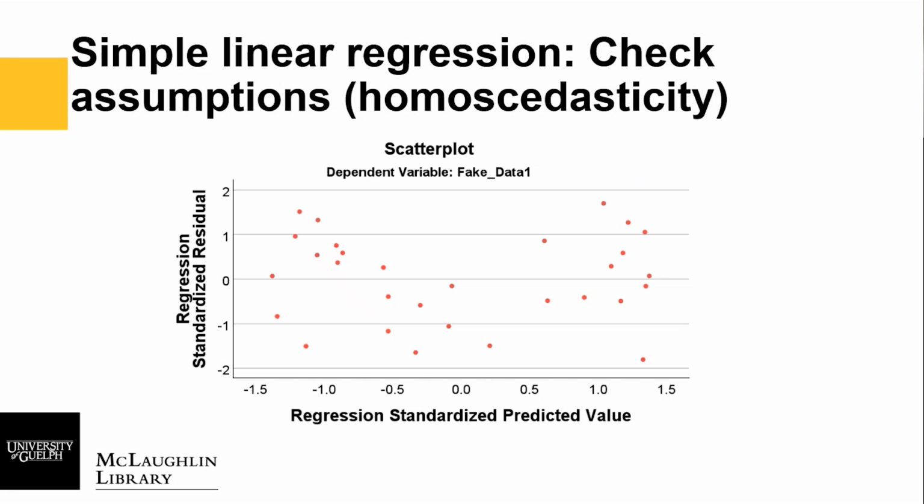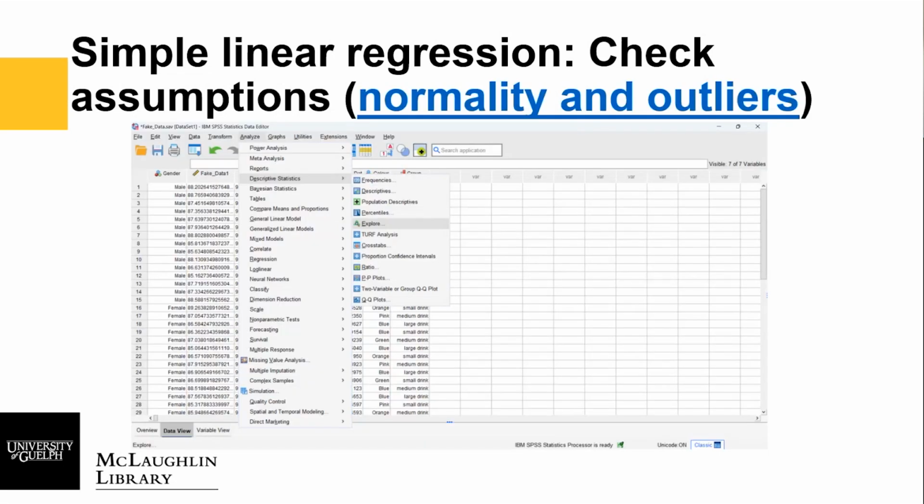If I look at this, it's got a little bit of a U going on, but approximately equal top and bottom, approximately equal left and right, no obvious fan or cone shape. We get a thumbs up. We have passed the assumption of homoscedasticity. More assumptions. We have to check for normality and outliers.